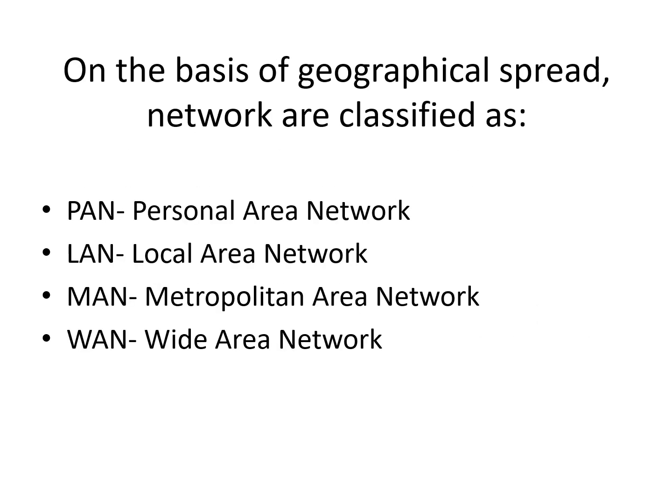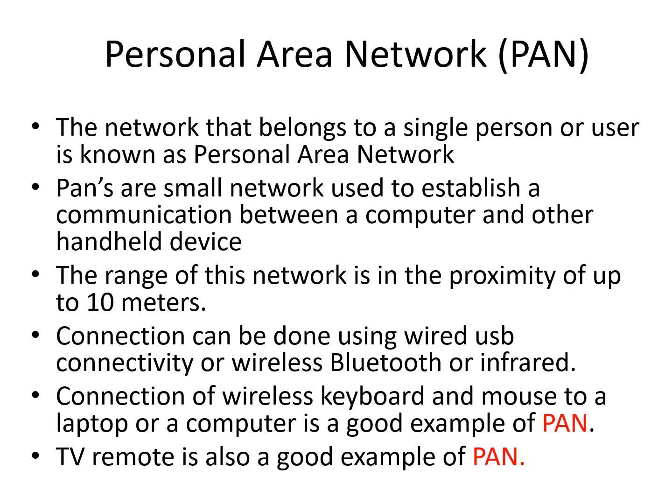So on the basis of geographical spread, networks are classified as PAN, or we call it personal area network. Number 2, LAN, local area network. MAN, metropolitan area network. WAN, wide area network. What is personal area network? The network that belongs to a single person or user is known as a personal area network.